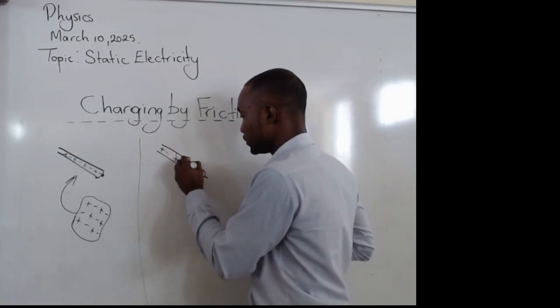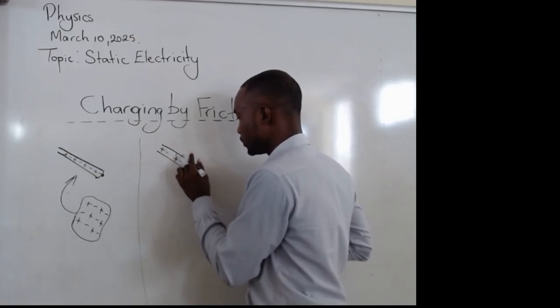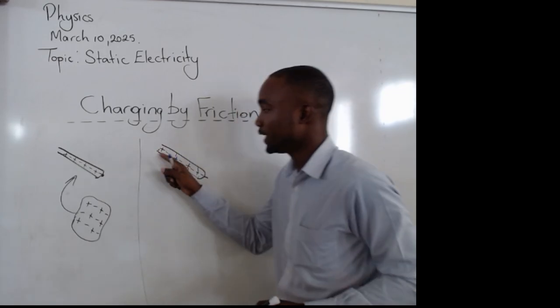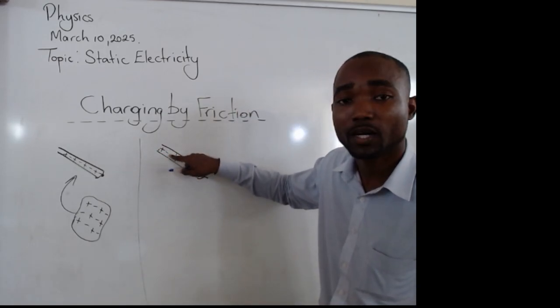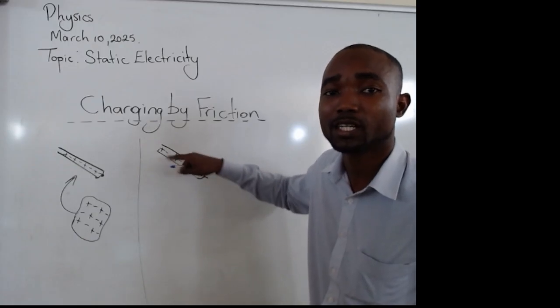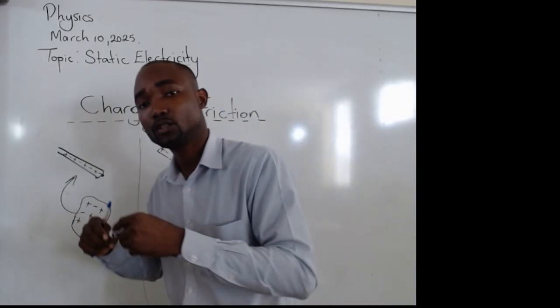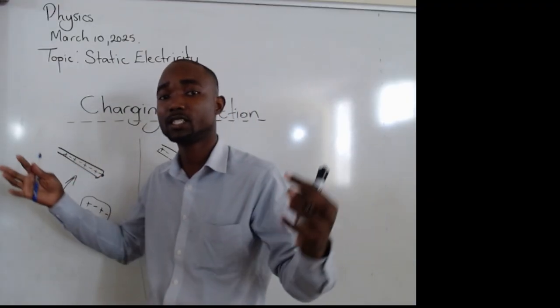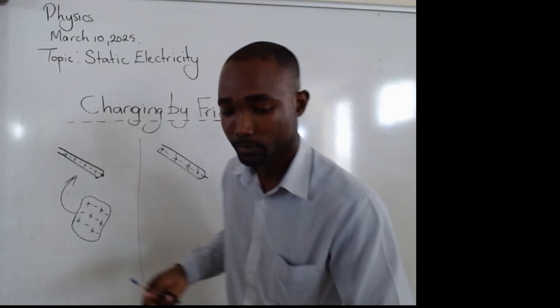1, 2, 3, 4. And I check them as far as possible from the other electrons that are here, because like charges tend to repel. Like charges repel, unlike charges attract each other.